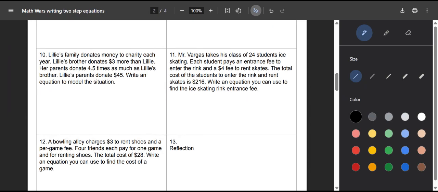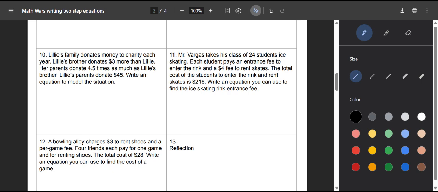Number 10, this is our we do problem. Lily's family donates money to charity each year. Lily's brother donates $3 more than Lily. Her parents donate 4.5 times as much as Lily's brother. Her parents donate $45. Write an equation to model the situation.